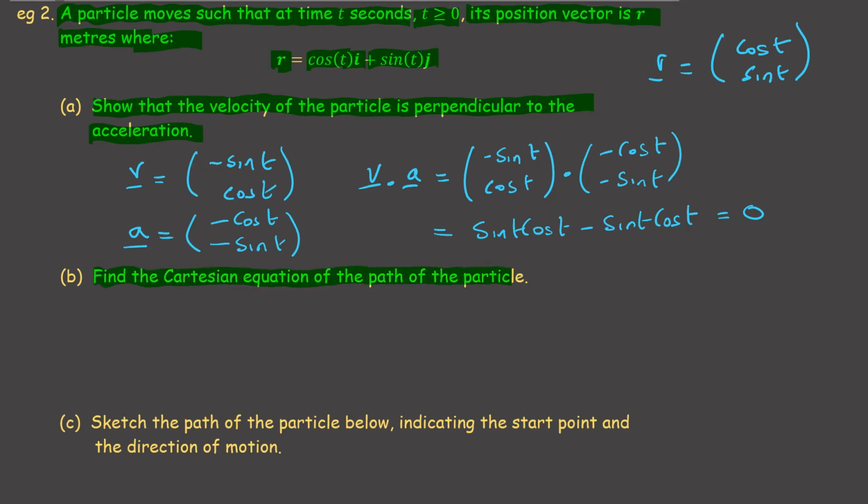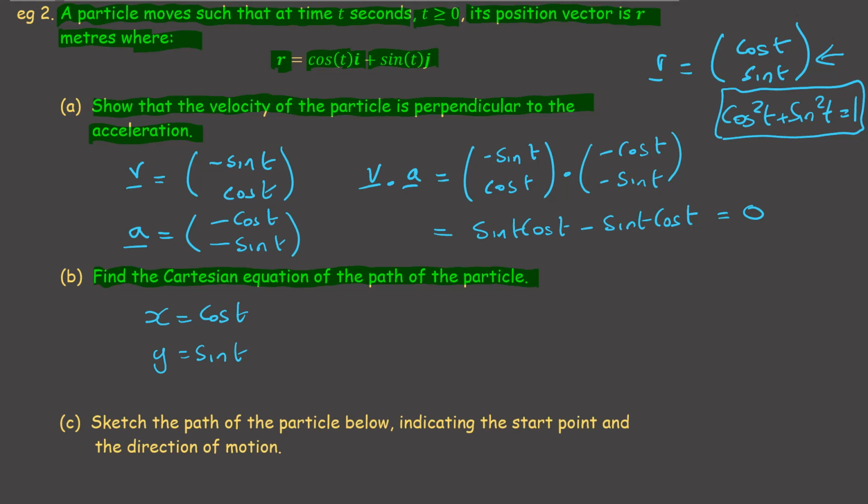Find the Cartesian equation of the path of the particle. So what we have is that x is equal to cos t and y is equal to sine t. That's just using the components up here. Now we want to eliminate t between these two equations. Now remember that cos squared t plus sine squared t is equal to 1. That's one of your Pythagorean identities. Therefore, x squared plus y squared is equal to 1. So what we have is a circle, radius 1, center at the origin.